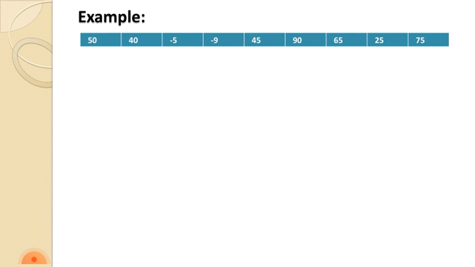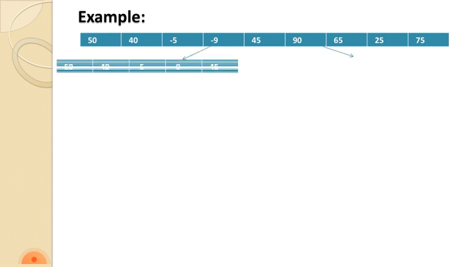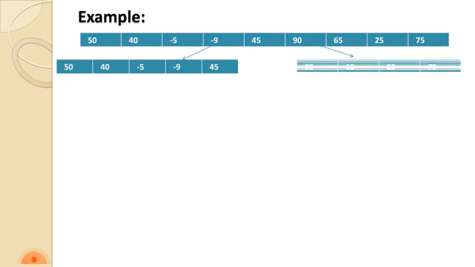So here we normally consider that the left part has one element more than the right part. When we divide into two parts, the first part will have 5 elements, like 50, 40, minus 5, minus 9 and 45, and the right part has 4 elements, that is 90, 65, 25, 75. Now again we have to divide these into two parts.